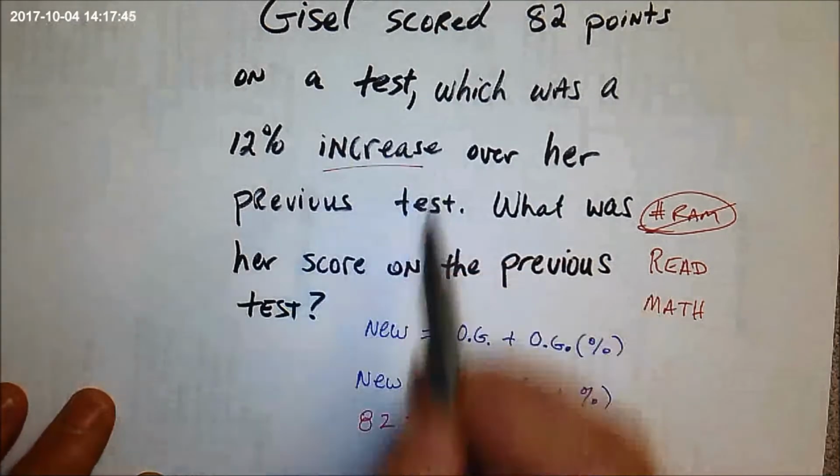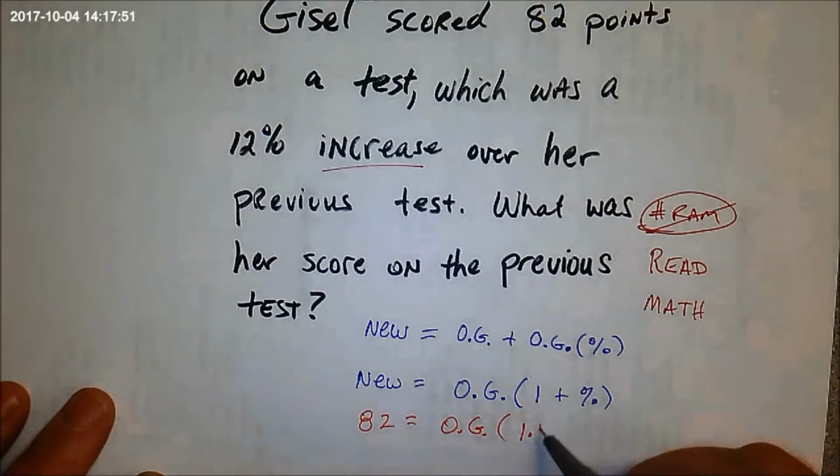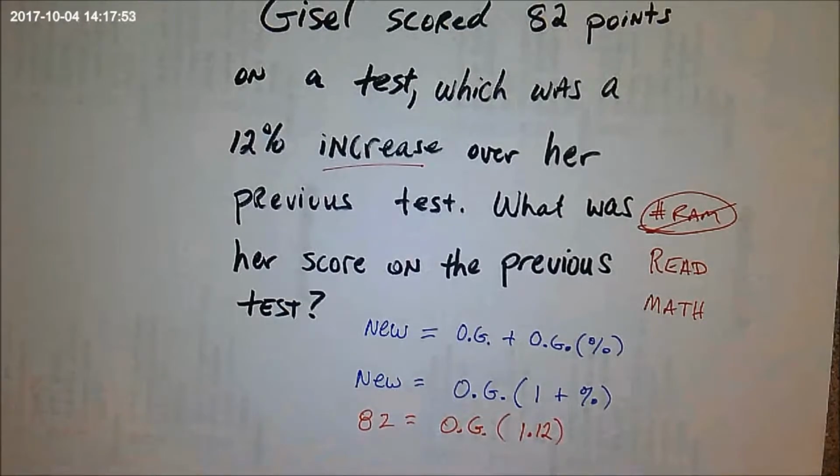Increase is plus, decrease is minus. So that's going to be 1.12, because we make this into a percentage, right? Sorry, it's already a percentage. We're going to make it into a decimal. So you could do this also.